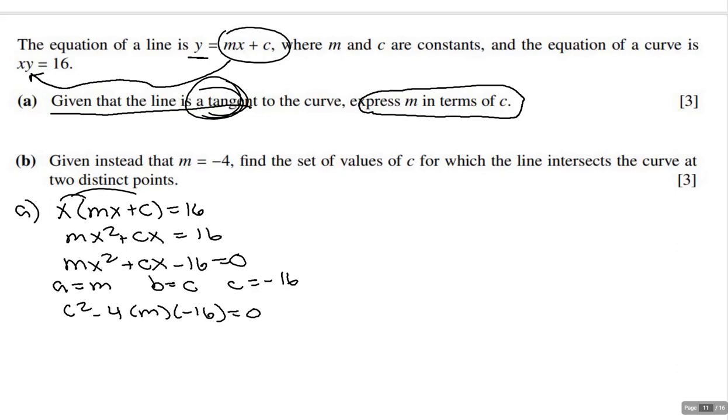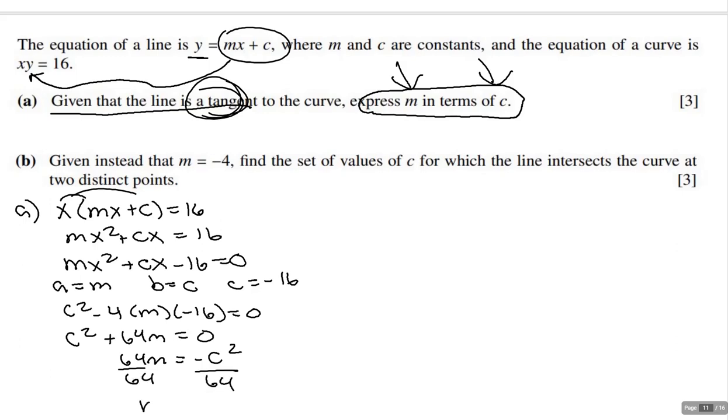Well, when I multiply this, I get C squared plus 64M equal to 0. Now again, express M in terms of C. Get M by itself. That means I'm going to have to subtract the C squared. 64M is equal to negative C squared. And then I have to divide by 64. M is going to equal negative C squared over 64. I have now expressed M in terms of C.